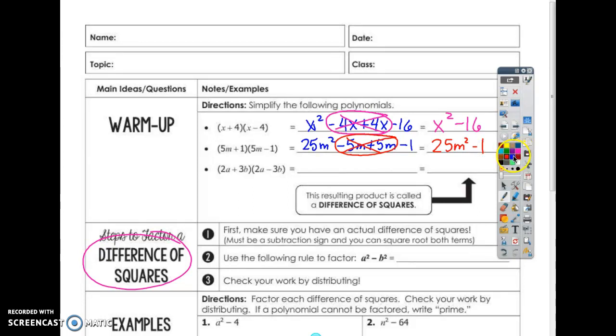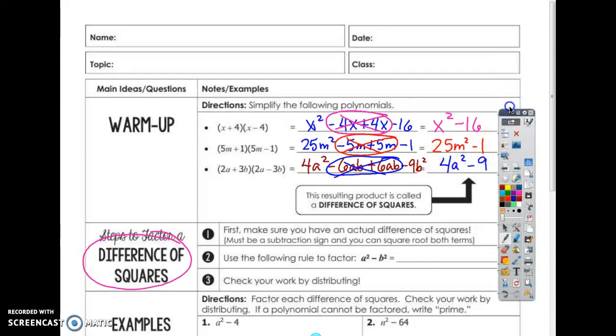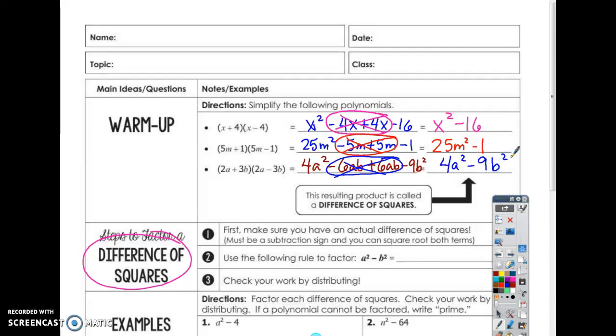And then the last one, I'm not going to do the box, I'm just going to do the problems. 2a times 2a is 4a squared. 2a times negative 3b is a negative 6ab. And then I have a positive 6ab. And then I have a negative 9b squared. So the inside ones cancel, because one's positive, one's negative, same numbers. So you end up with 4a squared minus 9b squared. Okay?